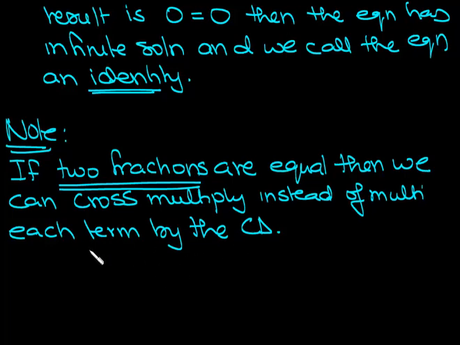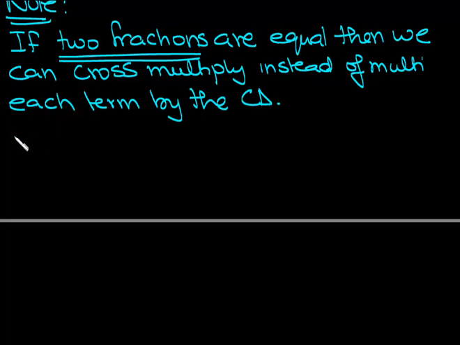We can still do them by multiplying each term by the common denominator, but by cross multiplying it speeds up the process. That's the only advantage to cross multiplying. So let's take a look at an example of that. So please don't abuse this in situations where you don't need to do this. This only works when you have two fractions that are equal. A lot of the time students will start abusing this when two fractions are not equal.